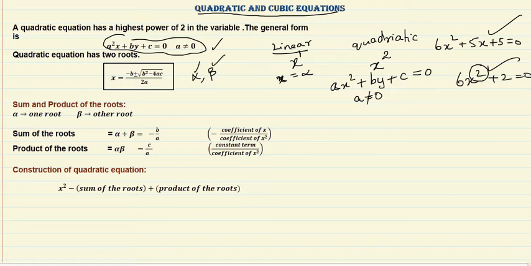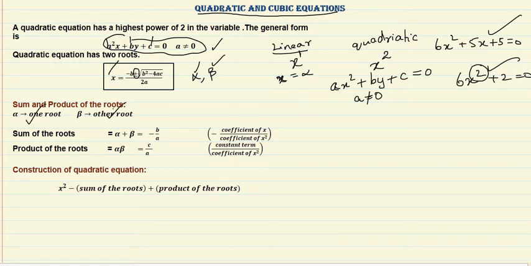The formula, as you must have learned in your earlier classes, is x is equal to minus b plus or minus root of b square minus 4ac, divided by 2a. Here the a value, b value and c value are given, so substituting them we will get the roots. Here plus or minus helps you to identify the roots. Alpha is one root and beta is the other root.